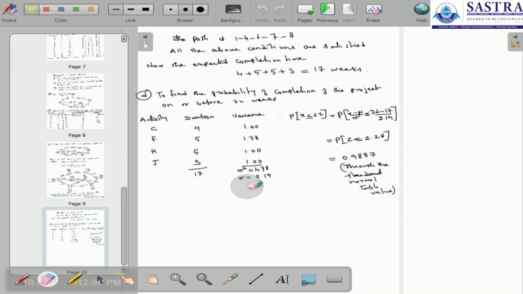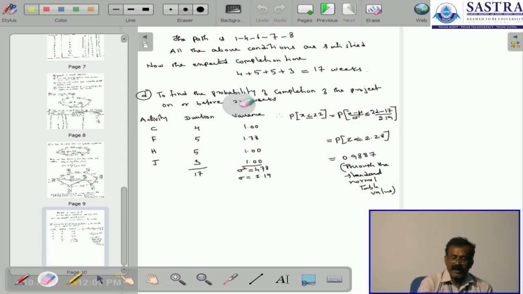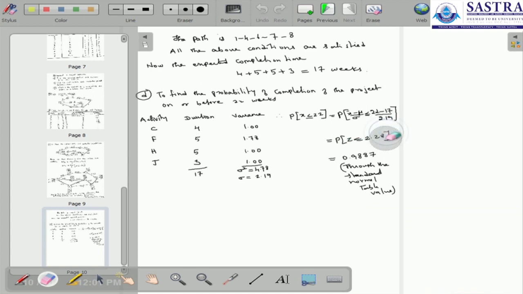But the question is the probability of completing the project on or before 22 weeks. So the probability of X is less than or equal to 22. So we take the Z value: Z is less than or equal to 22 minus 17. Here X bar is equal to 22 weeks, and mu is the sum of the durations, which is equal to 17, and sigma is equal to 2.19. So the probability of Z is less than or equal to 2.28. This probability value is found from the standard normal table, and it is 0.9887.